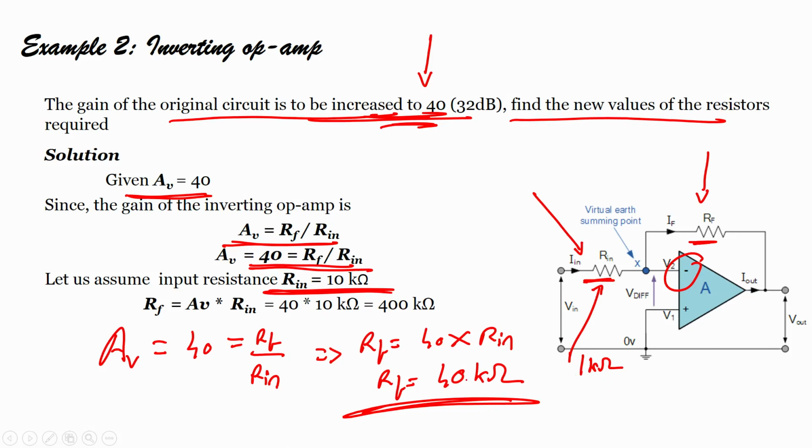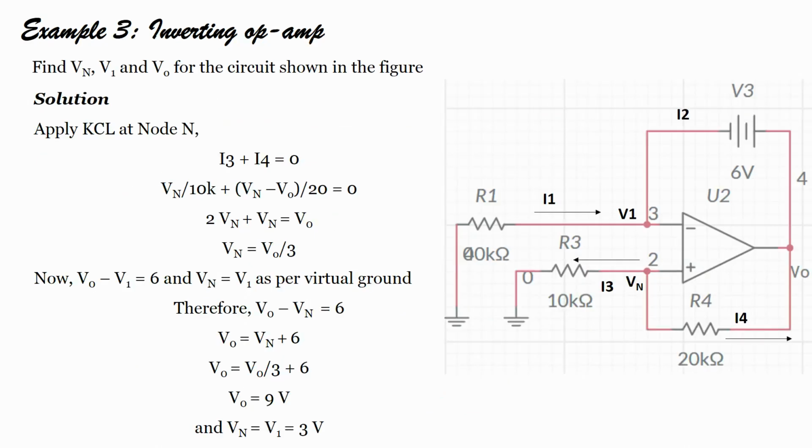RF would be 40 kilo ohms. If I assume my Rin equals 10 kilo ohm, RF would be 100 kilo ohms. So, this is how we can solve the question for the inverting amplifier. Let us see one more example.